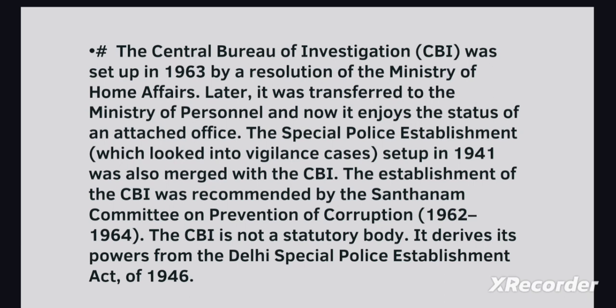Next, new topic. The Central Bureau of Investigation (CBI) was set up in 1963 by a resolution of the Ministry of Home Affairs. Later, it was transferred to the Ministry of Personnel, and now it enjoys the status of an attached office. The Special Police Establishment, which looked into vigilance cases, set up in 1941, was also merged with the CBI. The establishment of the CBI was recommended by the Santhanam Committee on Prevention of Corruption, 1962 to 1964.